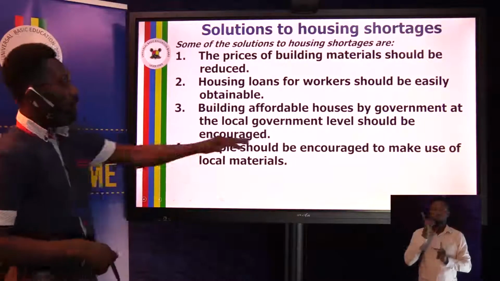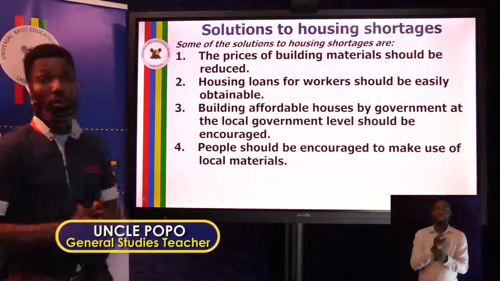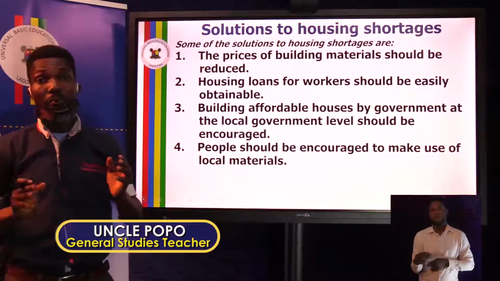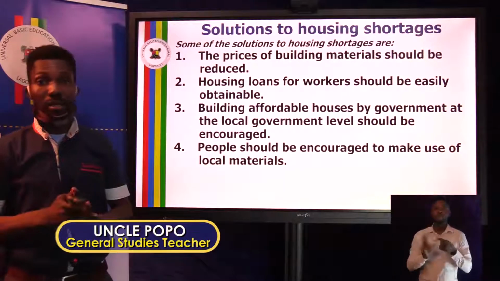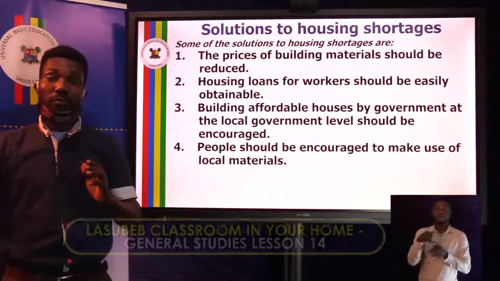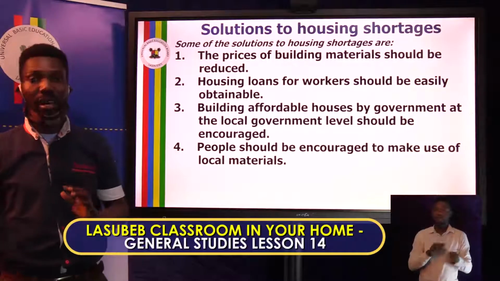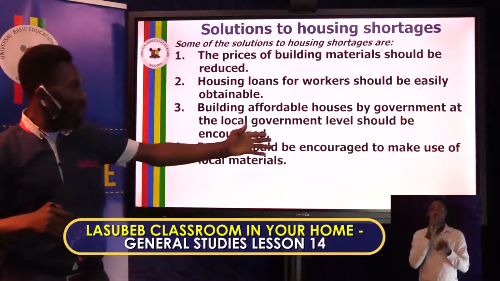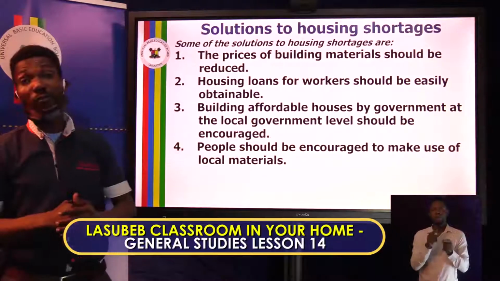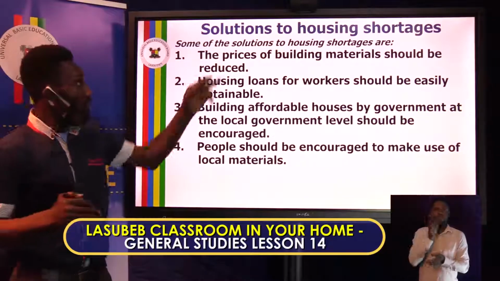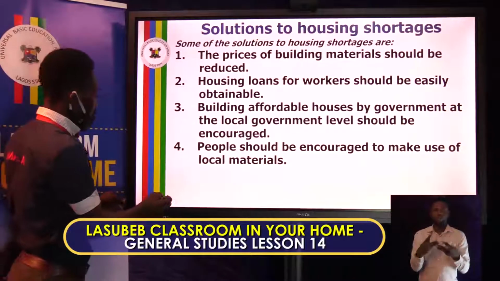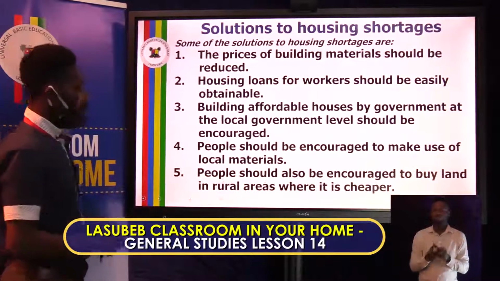Next is people should be encouraged to make use of local materials. Some prefer to use foreign materials for their houses, and as such, if those materials are not available, they are not ready to build. Some really have money to that extent. But if you encourage the use of local materials, it will provide a solution to housing shortages.